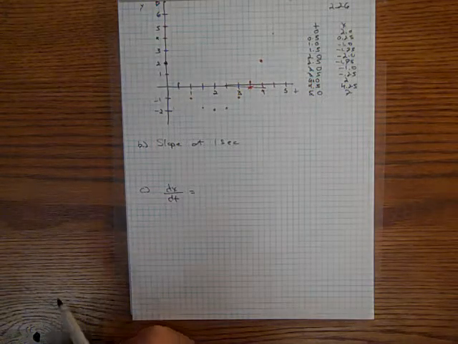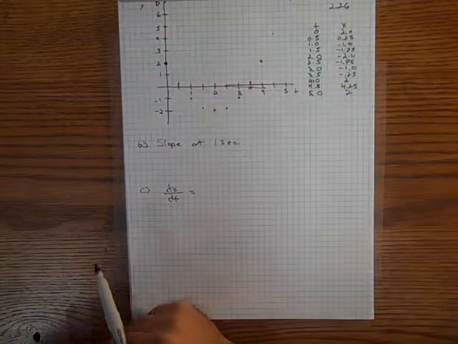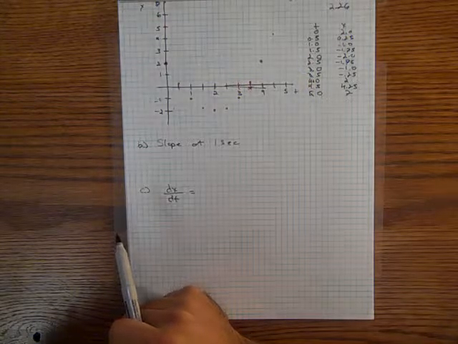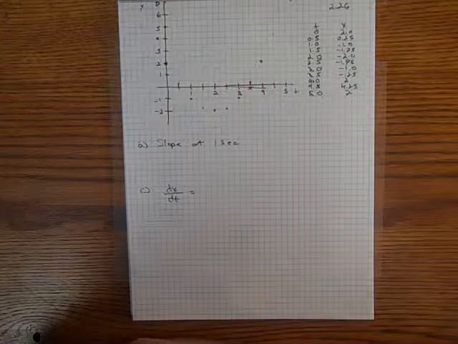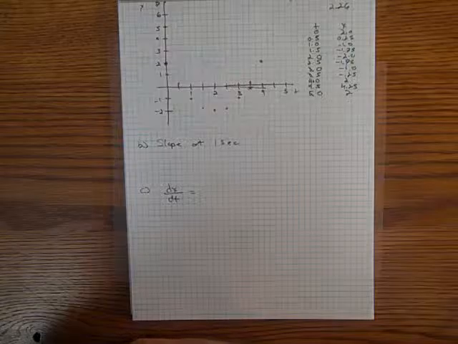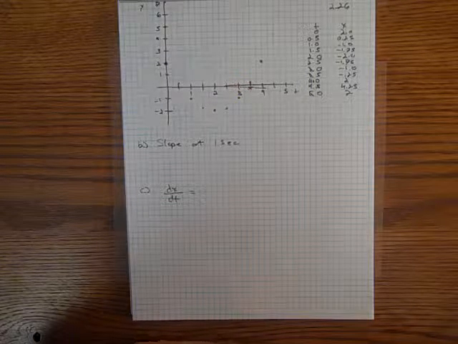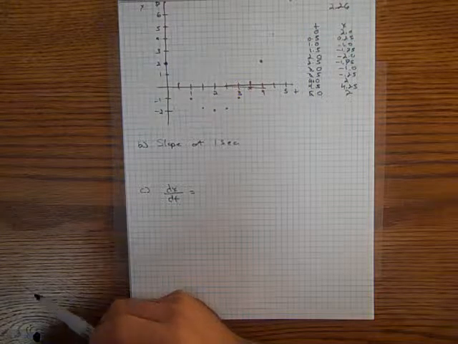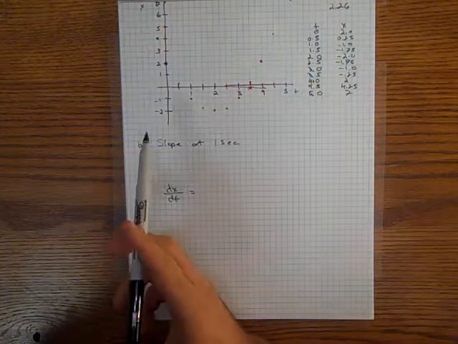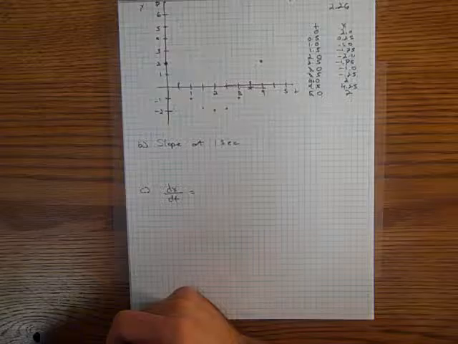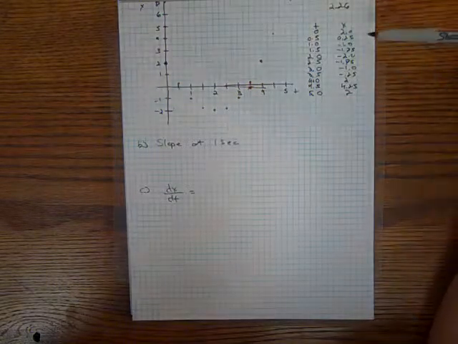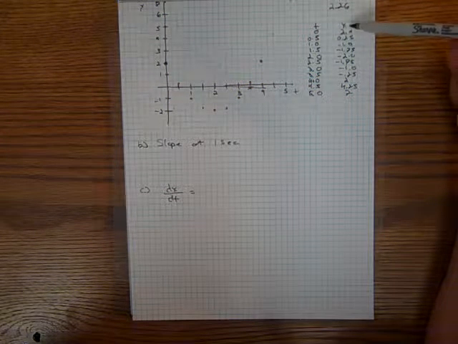Okay, so we're on problem 2.26 here. In this problem, you're given an expression for the position as a function of time. I've done a little bit of pre-work, although not very much, to get this ready for us. You'll see over here I have some times and some positions.